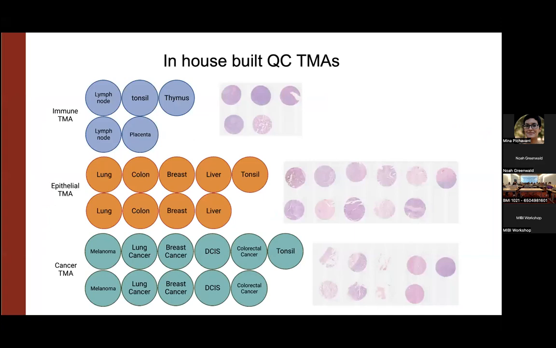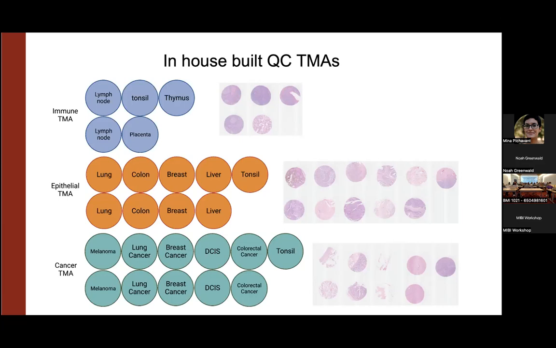So here are some examples of our in-house built TMAs that we use. They're divided into three different categories. We have an immune TMA, which is filled with immune-rich tissues, and that's because our lab does a lot of work with immune cells as well as signaling pathways. So this immune TMA is what we generally use to validate those antibodies.